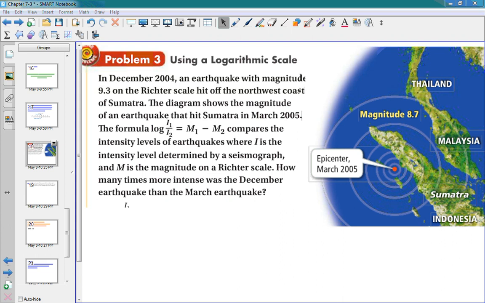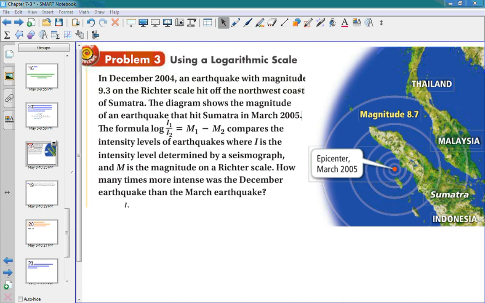Continuing, I'm going to start off with an earthquake problem, even though I've gone over this, to make sure that you guys have a clue what you're doing. In December 2004, an earthquake with magnitude 9.3 on the Richter scale hit off the northwest coast of Sumatra. The diagram shows the magnitude of an earthquake that hit Sumatra in March 2005.